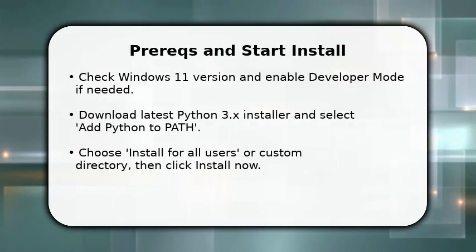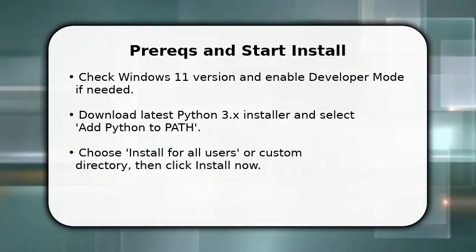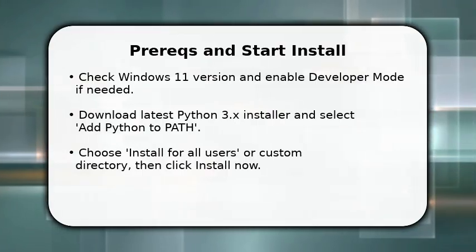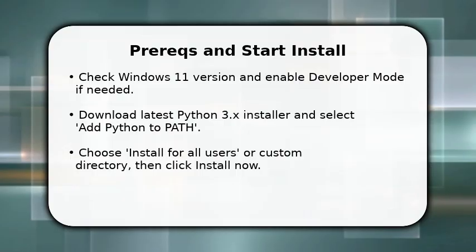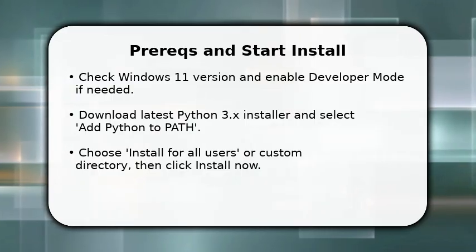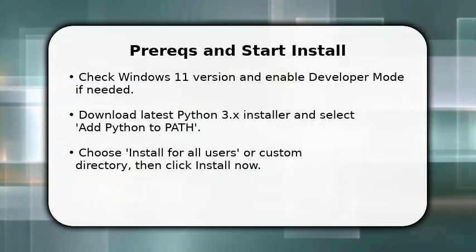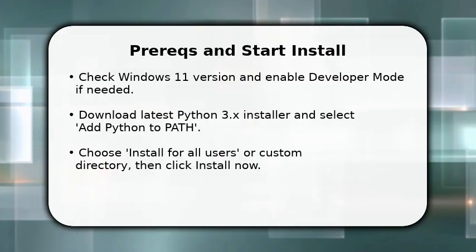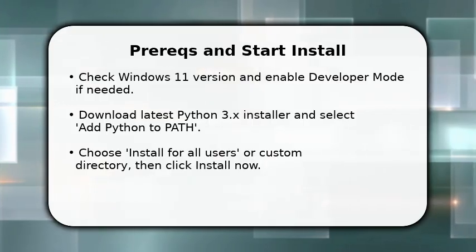You begin by confirming Windows 11 is up to date and developer mode is optional but useful. Once done, download the official Python 3.x installer. Run it as administrator. Make sure to check Add Python to Path and choose Install for all users if you want system-wide access. Click Install now and watch the progress.